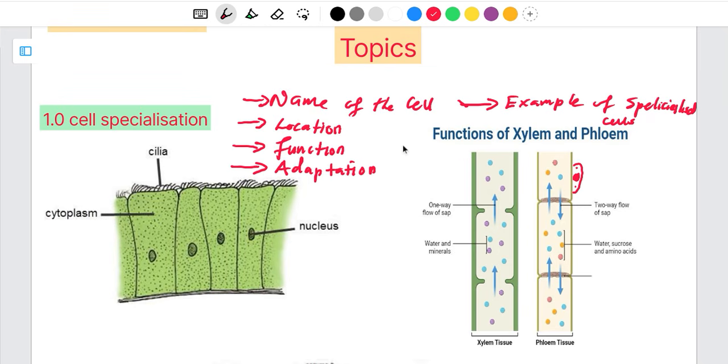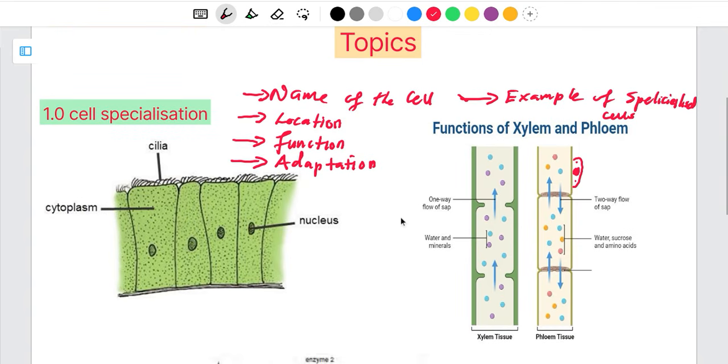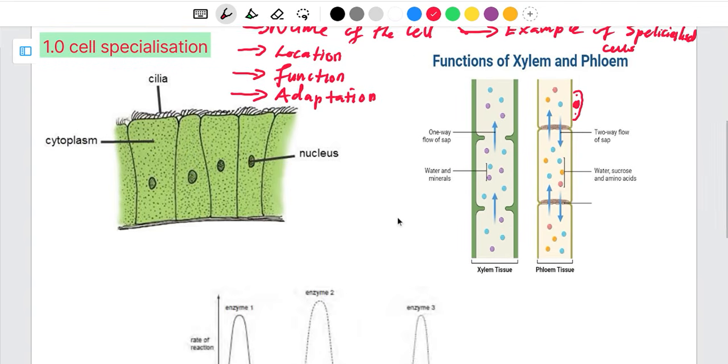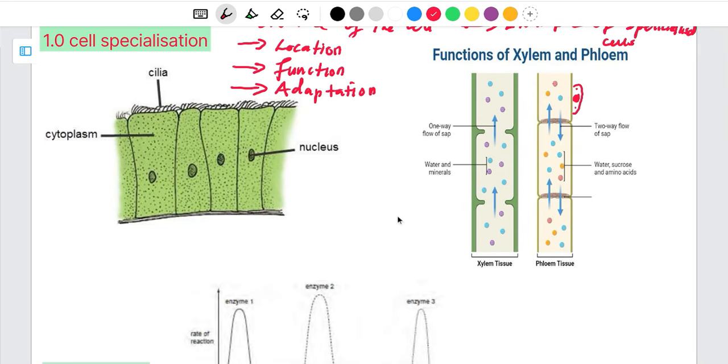Apart from that, I can also include labels, because they can ask you to label this one, they can also ask you to label this one. For all those things, you have to know the parts. On the adaptation, you have heard what I was saying. You need to look at the structures which are enabling that cell to perform its function.